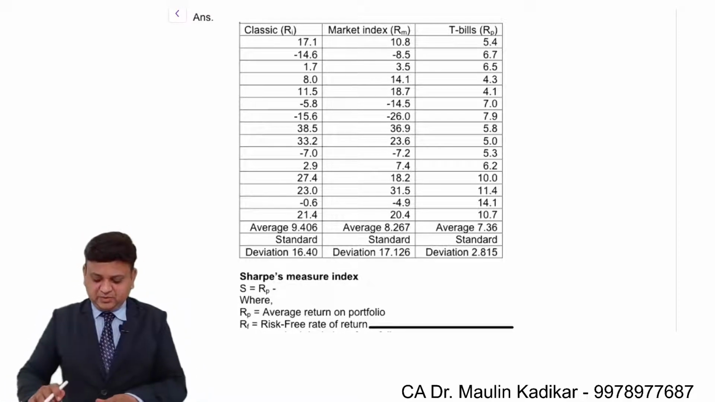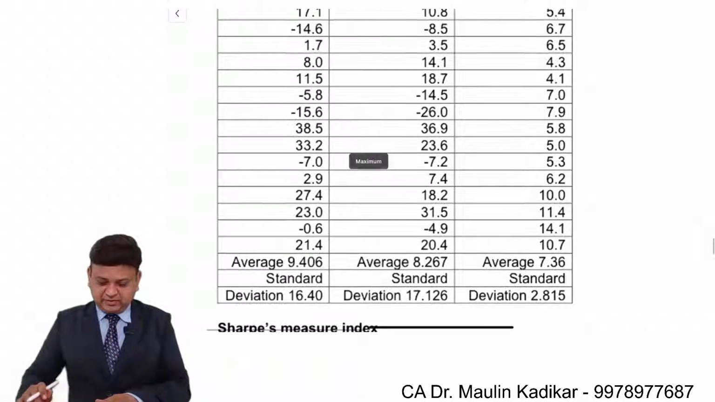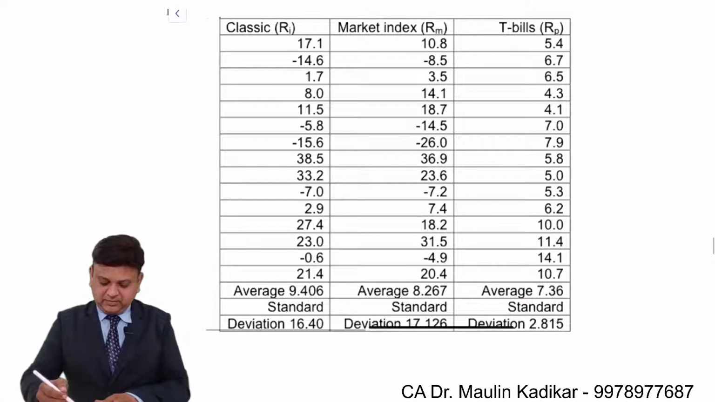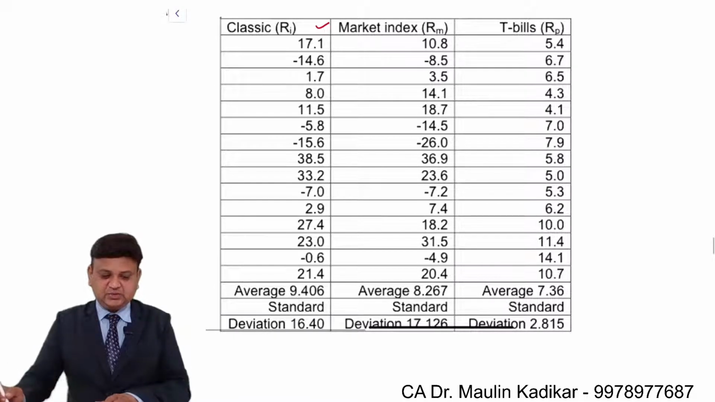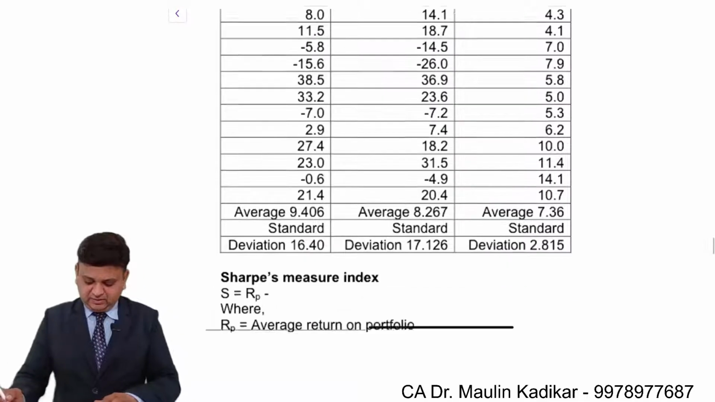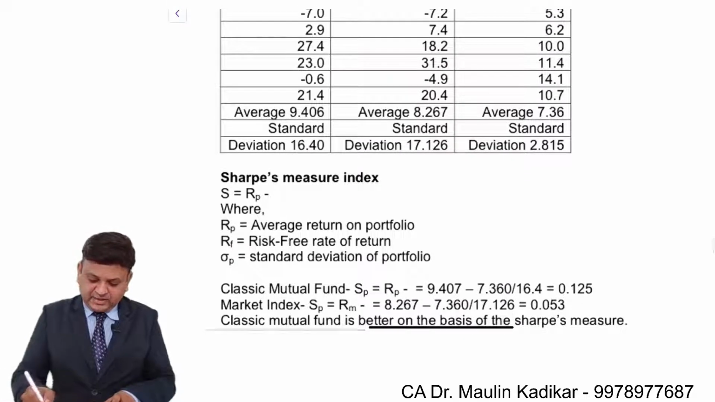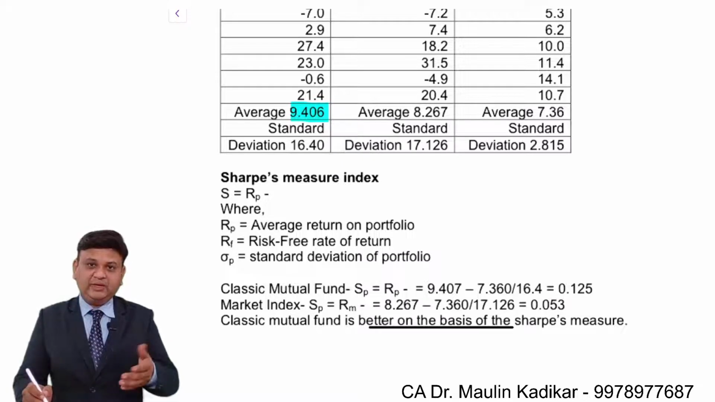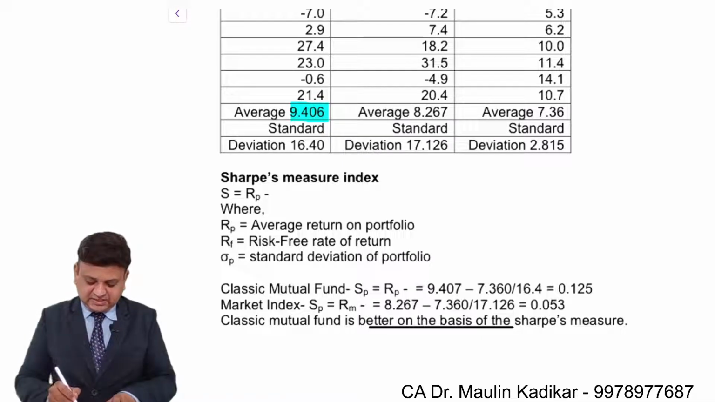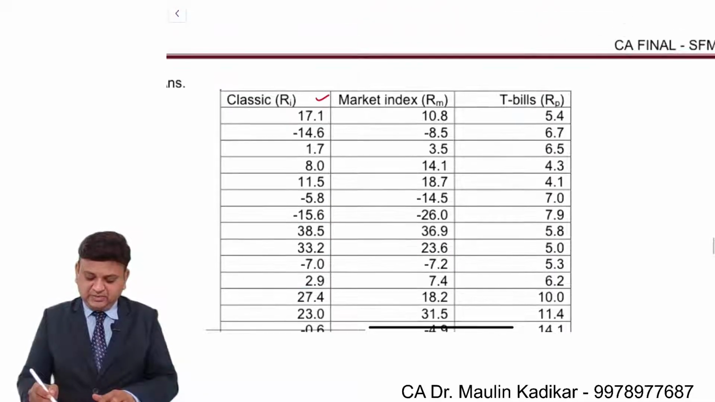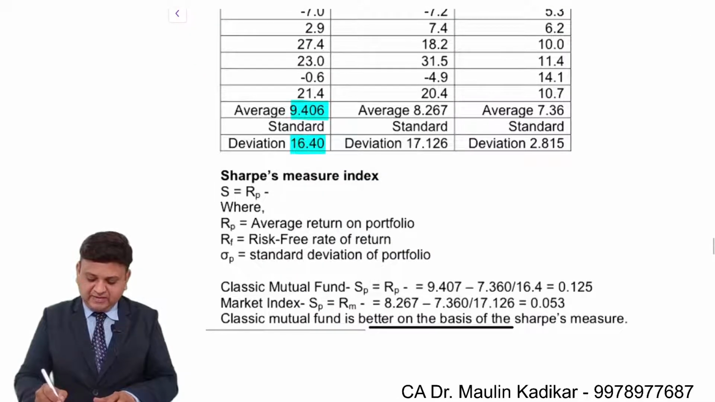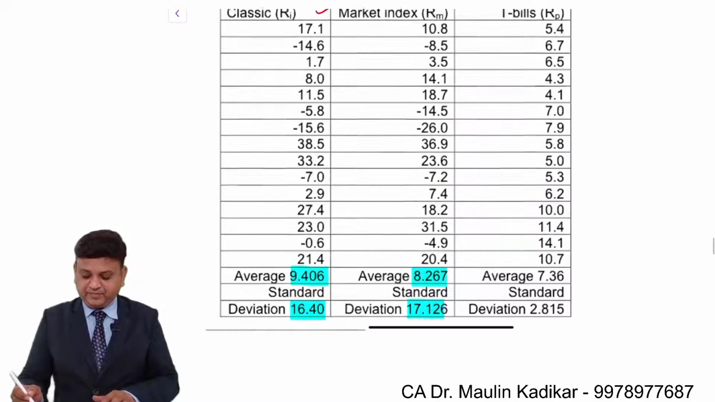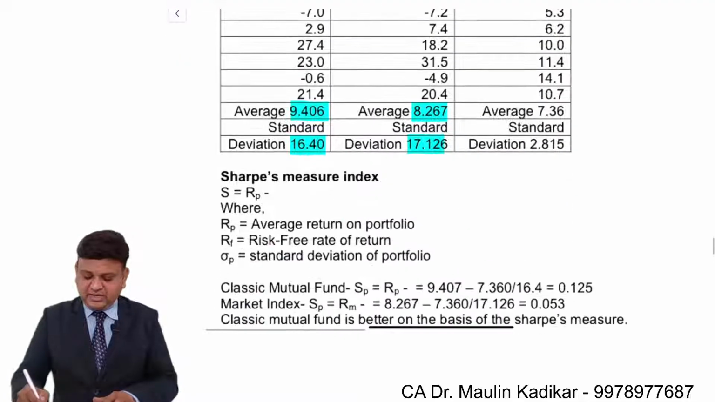So again friends, I have provided the answer to the question along with the question. We understand that this is the return of the mutual fund. So we make the computation of the average, total divided by the number of observations, and standard deviation. Similarly for the market, average is calculated and standard deviation is calculated. For the risk-free rate of return, average is calculated and again standard deviation is calculated.